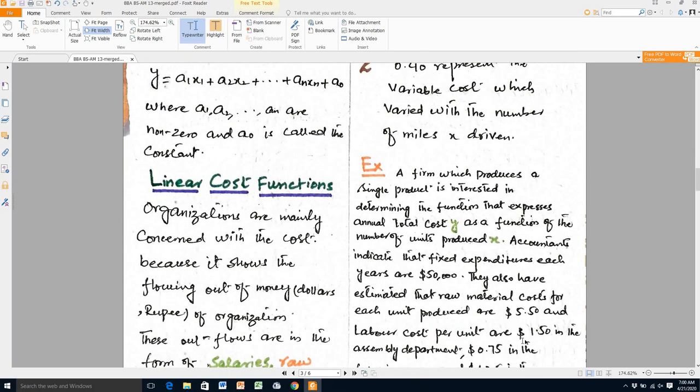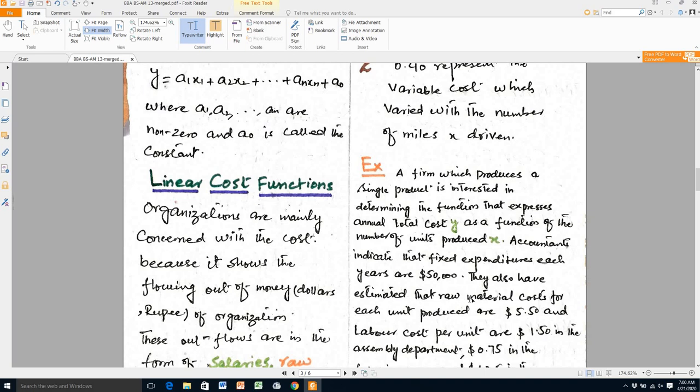Now another example. A firm which produces a single product is interested in determining the function that expresses annual total cost, represented with y, as a function of the number of units produced, represented by x. Accountants indicate that fixed expenditure each year is $50,000.